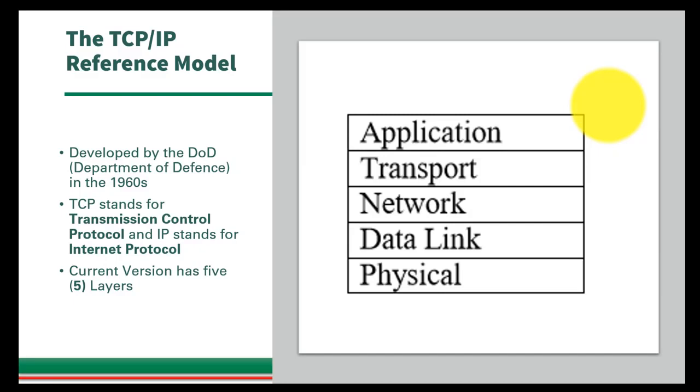The current version has 5 layers. It started by conceptualizing the data transfer as 4 layers, but it has been modified to 5. So it's similar to the OSI model, but it collapses some of the layers together. For instance, you have the application layer, so you don't have session and presentation. All that is combined in the application layer. You also have the transport layer, the network layer, data link layer, and physical layer. In the earlier model, data link and physical layers were combined together, but this has been separated in the latest iteration of the model.